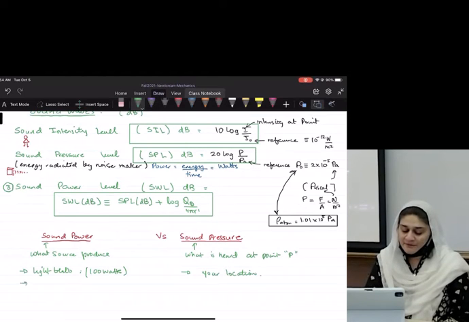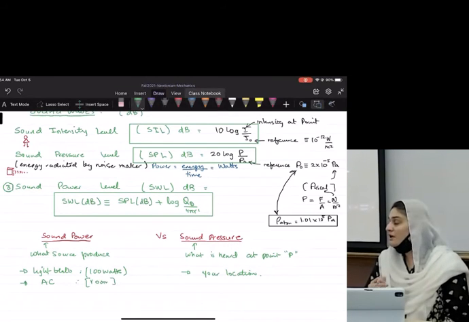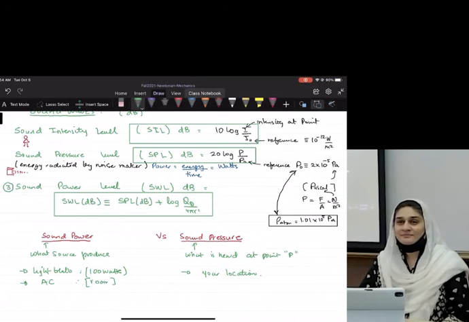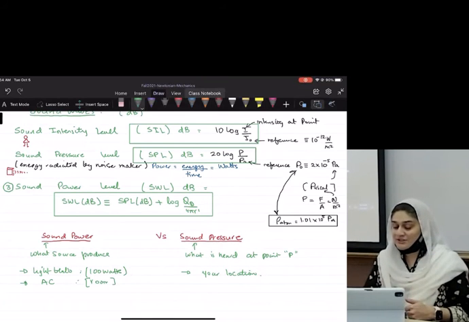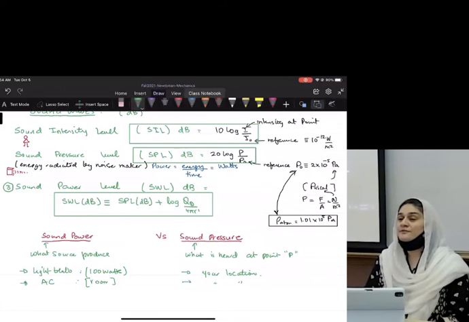Another example I can give you is air conditioning in a room. Is the air conditioning producing the same amount of coldness? How cold are you? Depends on your location, right? Depends on your location. So that's the difference.